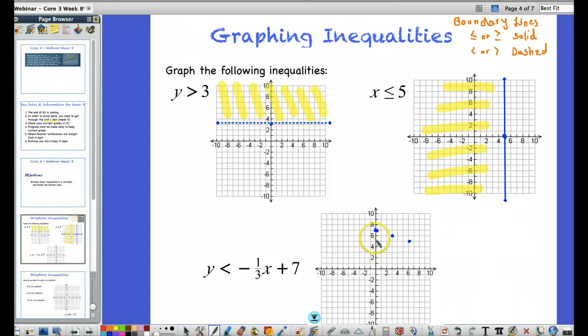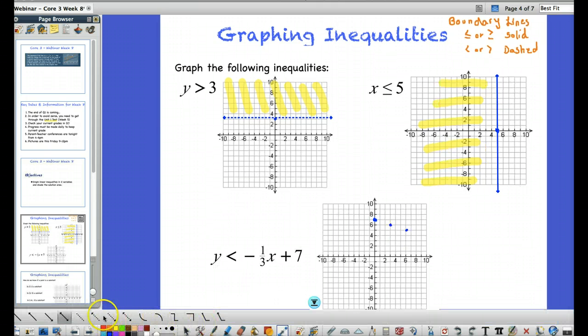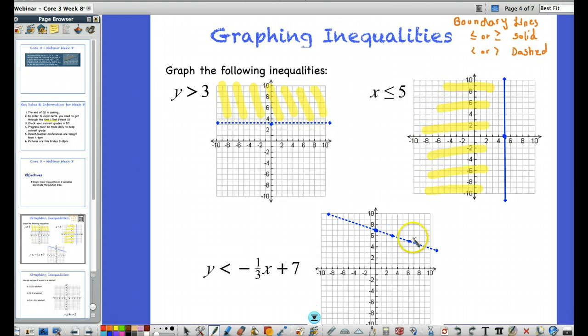All right, solid line or dashed line? Dashed. It's a less than, right? Not a less than or equal to. So I need a dashed line. So what I'm going to do is select a nice, beautiful blue dashed line again, and I'm going to try to keep it straight, but I'm going to go all the way through my grid so that it becomes a boundary line. Okay, so here's where it's a little bit more tricky.